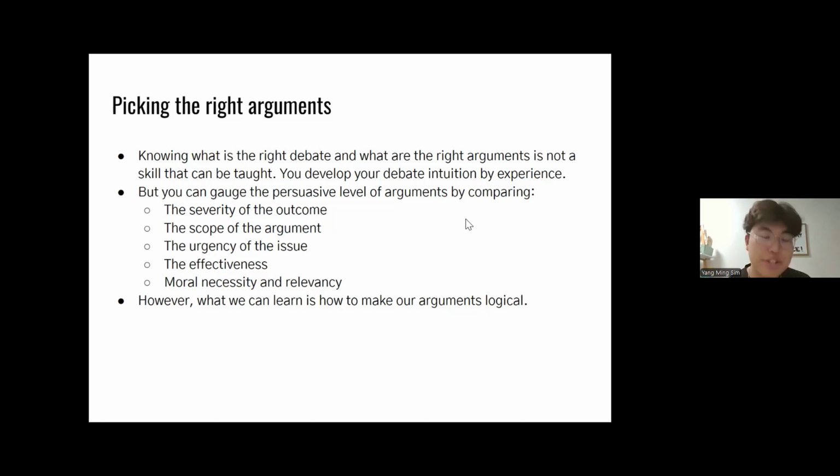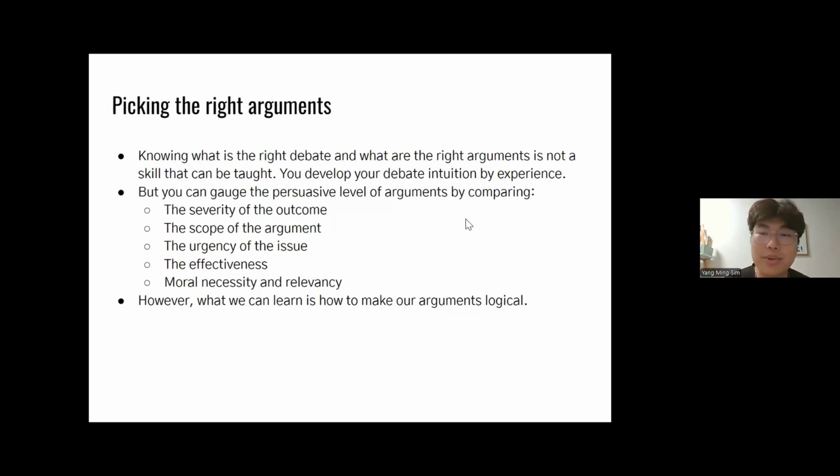The urgency of the issue is another one. Sometimes it's stuff like climate change, sometimes it's stuff like racial injustice or racism, where if you don't stop it right now, the process is going to persist continuously and get worse, or we don't even have time to see it get worse. Something like that. Your argument should also look at its effectiveness.